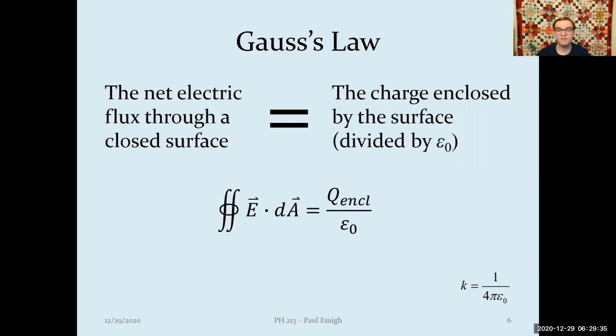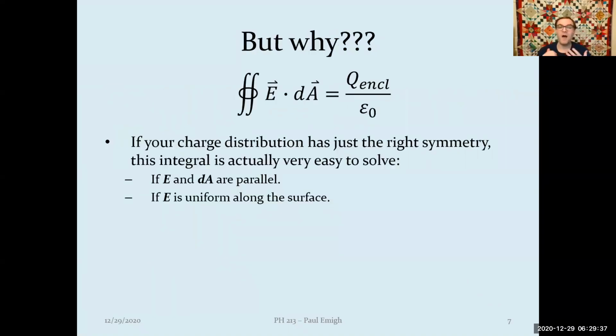Now, the burning question that you probably have here is, but why? Why do I need this law when I already know a whole bunch of stuff about electric fields? Gauss's law is useful for us for basically one purpose. It will let us find the electric field in very specific cases of high symmetry way more easily than doing a Coulomb's law integral like we have been doing over the last week or so.